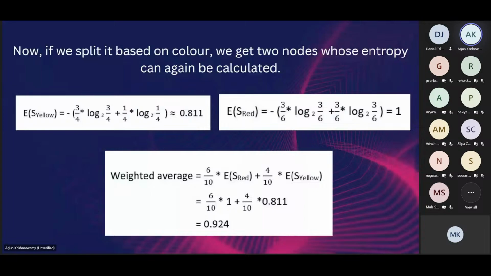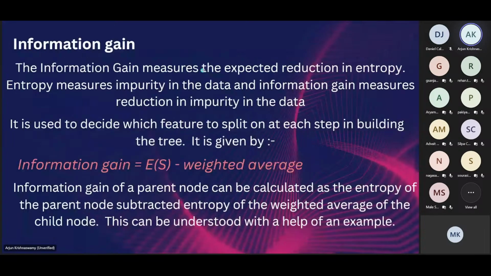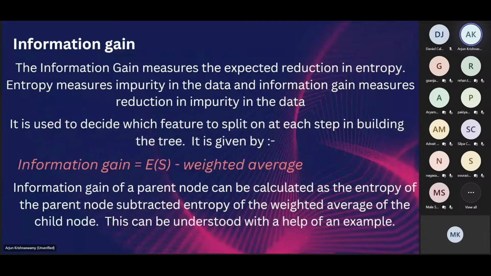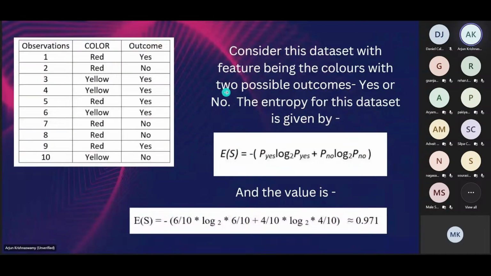So that is all when it comes to entropy and information gain. Before we move further, I have another Slido question for you. Before the Slido question, I'll show you the formula for information gain as a recap. It is initial entropy minus the weighted average. I'll move to the Slido question.